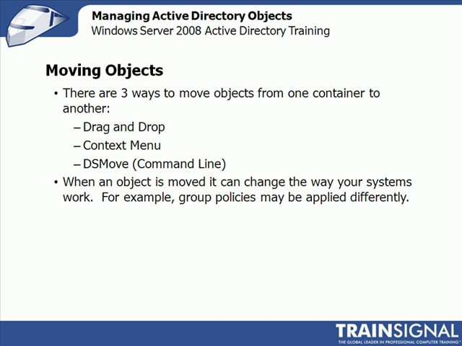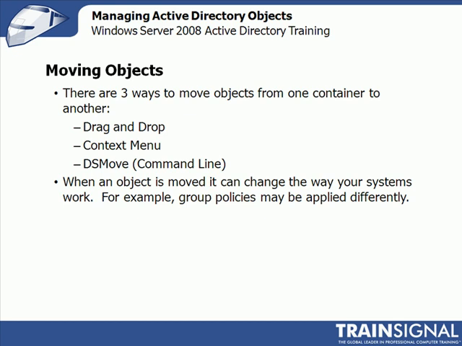A second way that we can do this is through the use of the context menu, where you would right click on the object and select to move it and then enter where you would like to move it to. The third way would be from the command line with a new command. Now we've previously learned about the ds add command. Well, now we have the ds move command. Now in just a few minutes, we're going to go into the actual operating system and I'll show you exactly how to get objects moved from one location to another.